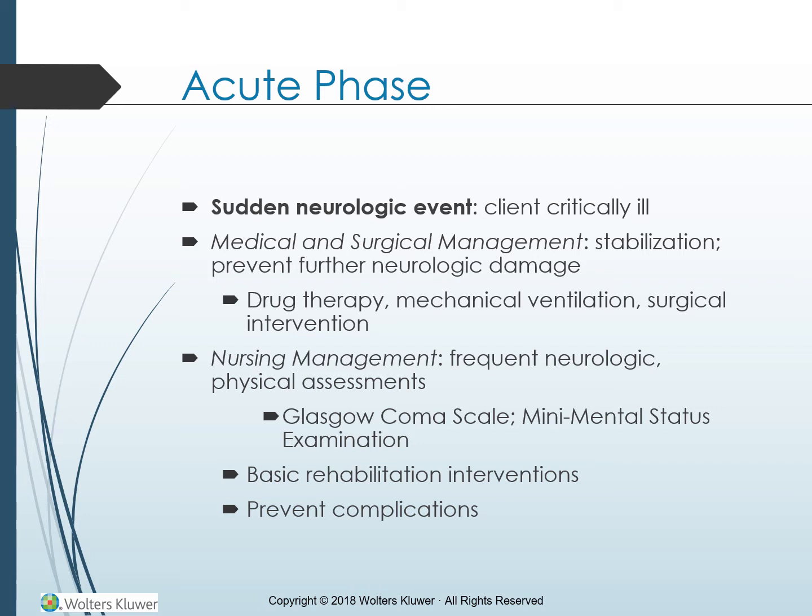Beginning basic rehabilitation during the acute phase is an important nursing function. Measures such as position changes and prevention of skin breakdown and contractures are essential aspects of care during the early phase of rehabilitation. The nursing goal is to prevent complications that may interfere with the client's potential to recover function. For additional nursing management, see the nursing process section.